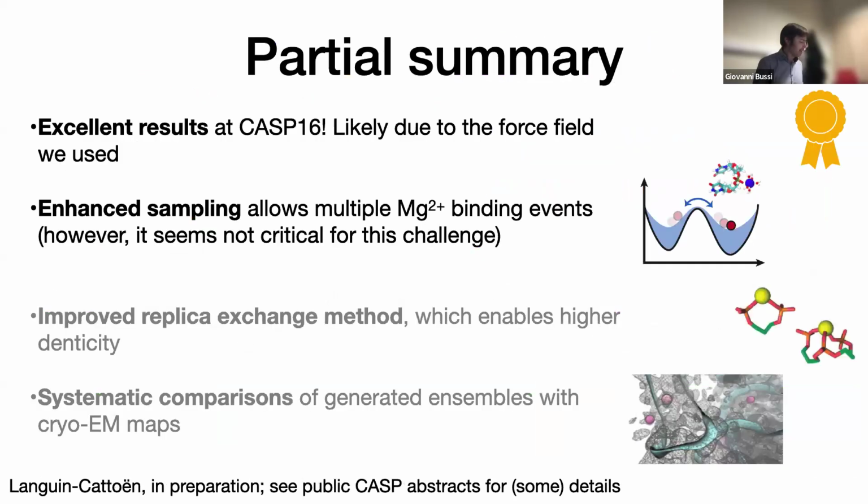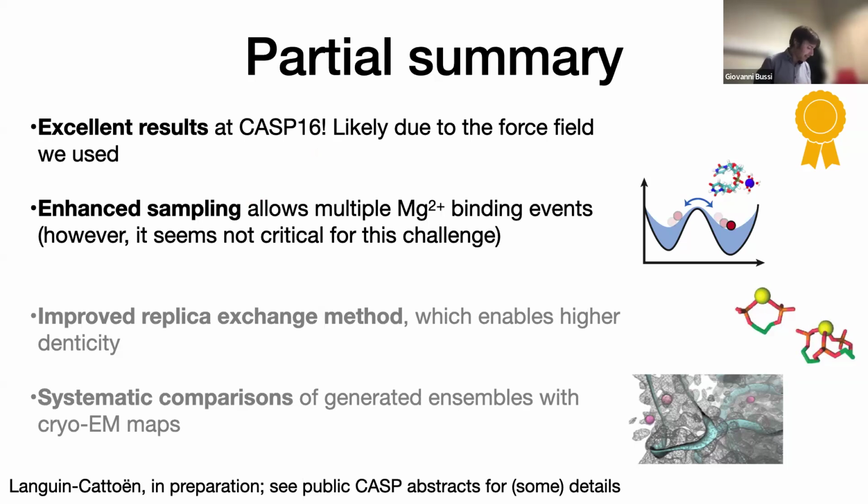Okay, to summarize this part, we did very well at CASP. We developed an ad hoc enhanced sampling method to quickly sample magnesium binding events. I'm not sure this is the reason why we did well. I think it's more likely because we used the right force field, and probably we did the setup very carefully. But still, I think it's very useful to have a technique that allows you to sample quickly and to decrease the potential precision issues.